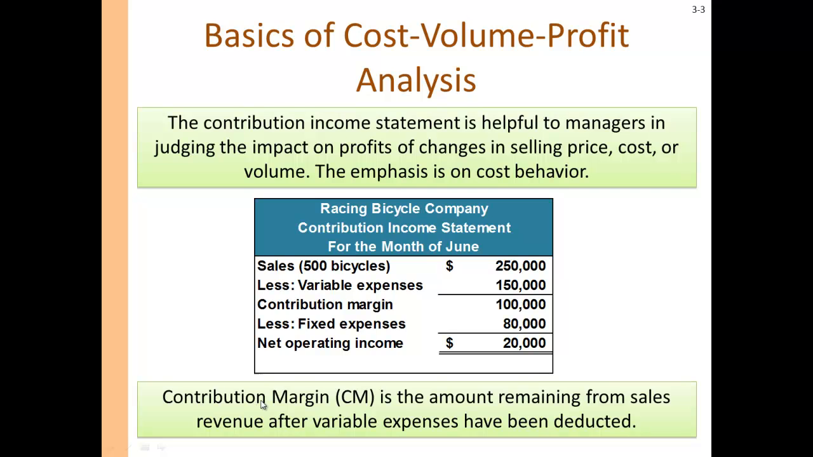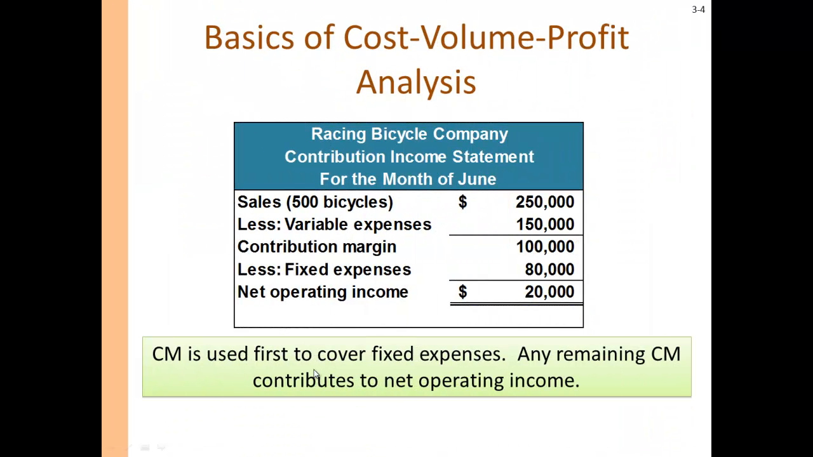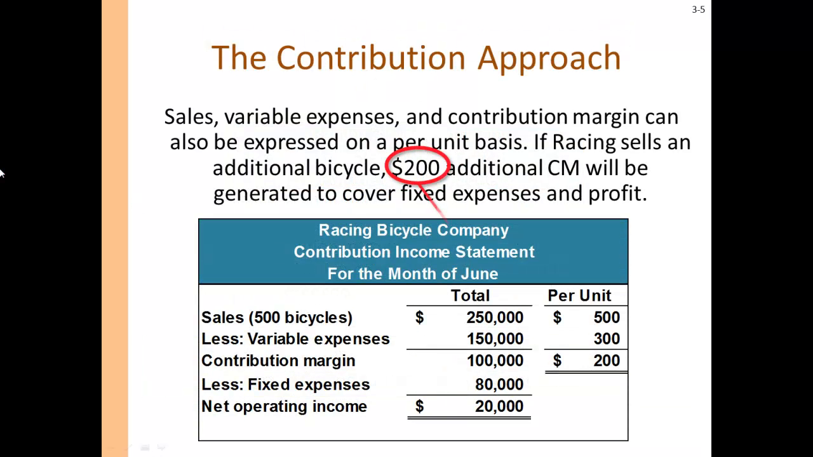The contribution margin, or CM, is the amount remaining from sales revenue after variable expenses have been deducted. So we have $100,000 remaining after variable expenses. The CM is first used to cover fixed expenses. Any remaining CM contributes to the net operating income. As you can see, we first cover fixed expenses, and then the remaining is net operating income.